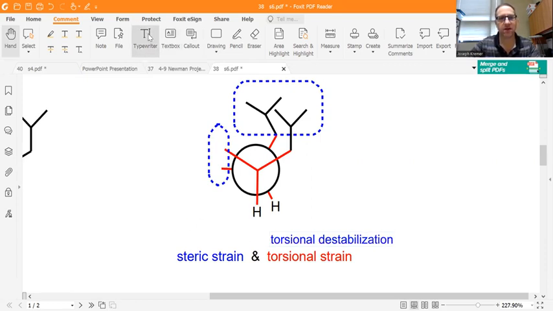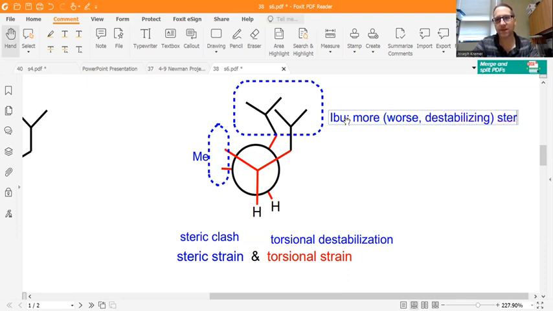And this is steric clash. These are isobutyl groups clashing. And these are methyl groups clashing. Which do you think has worse sterics? More or worse? Why do I say worse? Because it's more destabilizing. Sterics. Methyl group smaller. Sterics are there, but they're not as pronounced. Torsional strain is resistance to twisting. How do I mean?